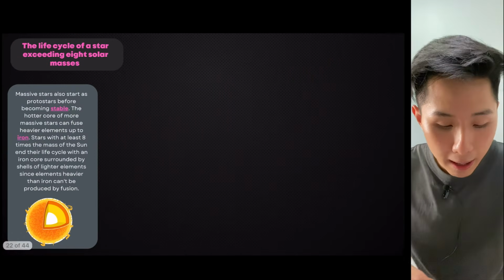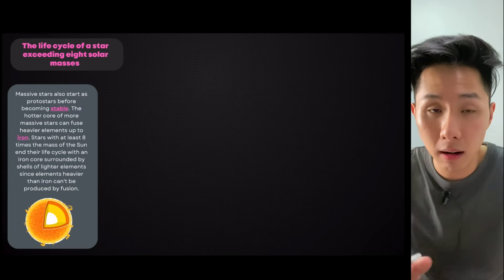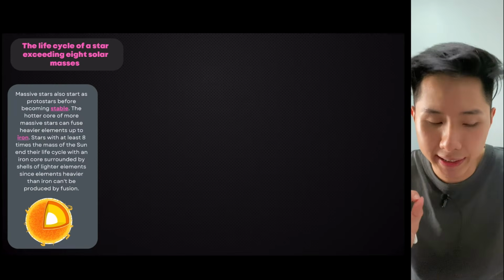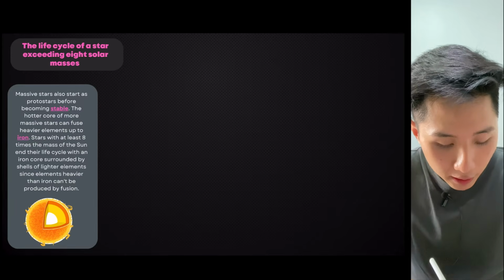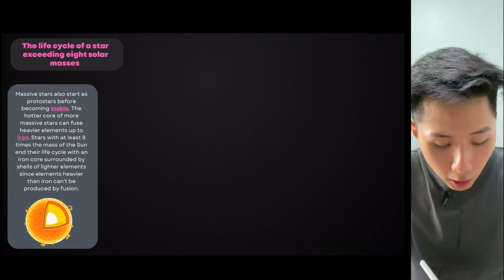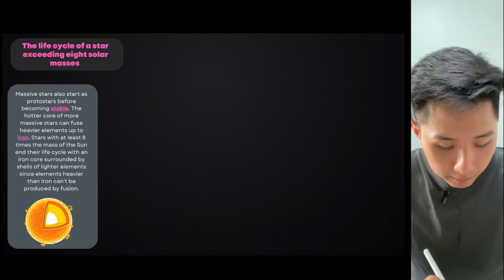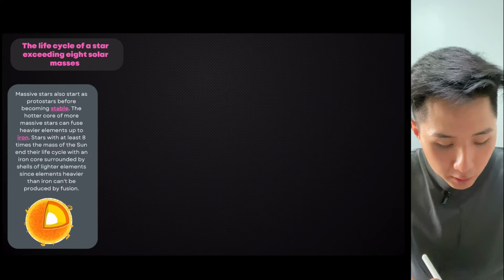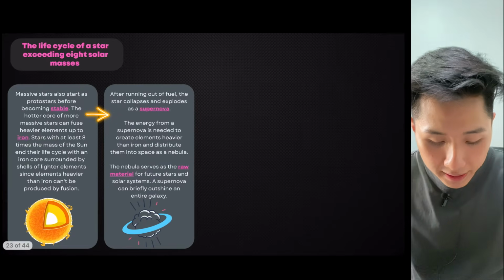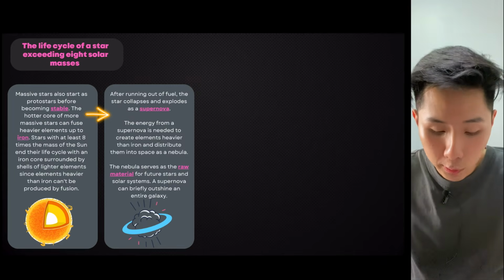And what happens to a star that exceeds 8 solar masses? Meaning 8 times the mass of our sun. The process is quite similar with just a slight change. First, massive stars also start as a protostar before becoming stable, the same process. The hotter core of the more massive star, because they're bigger, can have more fusion. They're hotter, so they can fuse heavier elements up to iron. And then next, after running out of fuel, like what we discussed just now, the star will explode and become a supernova.